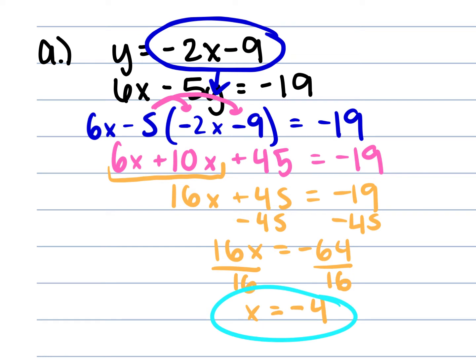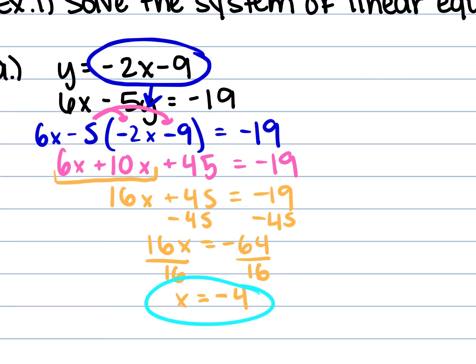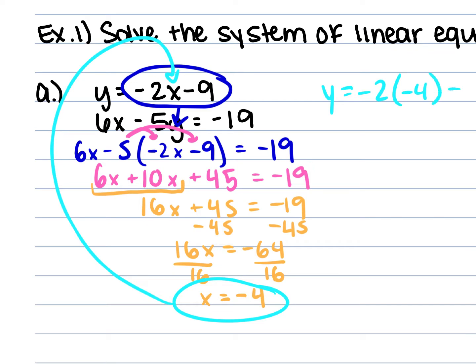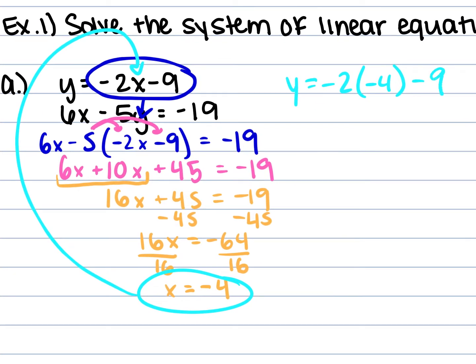That's just one of our answers. I still have to find what y is equal to. So how do you think I could find y now? Take it and plug it into one of our two original equations. It doesn't matter which one. I'm going to plug it into the first one because the math looks like it'll be a little bit easier. So I have y is equal to negative 2 times negative 4 minus 9. Negative 2 times negative 4 would be what? Positive 8. And 8 minus 9? Negative 1. So y equals negative 1.